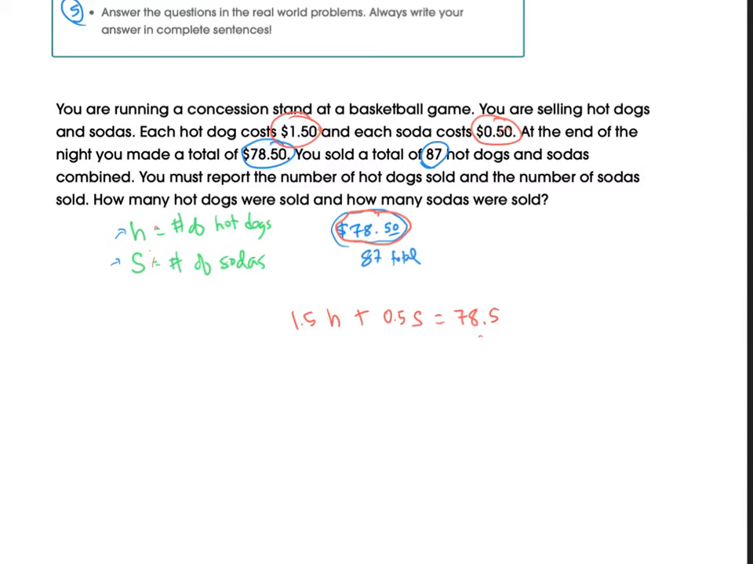So let's look at the second number, the 87. This is 87 total items. H and S are items. So really, this is already in a matching unit. So I don't have to look in the problem for anything to convert. I'm basically looking for the total number of hot dogs and sodas put together. So that's just going to be H plus S.